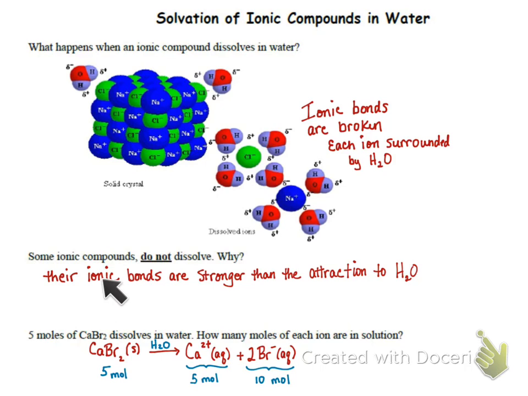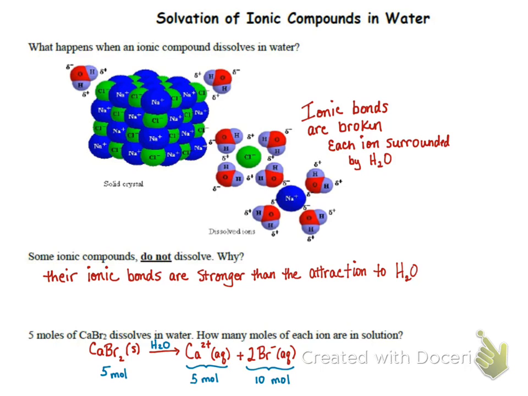So some ionic compounds don't dissolve, and why is that? That's because the ionic bonds that they form are stronger than their attractions to the water molecule. So they stay together and they stay solid in solution, and we say that they are insoluble. And we use solubility rules to figure out what compounds these are going to be.